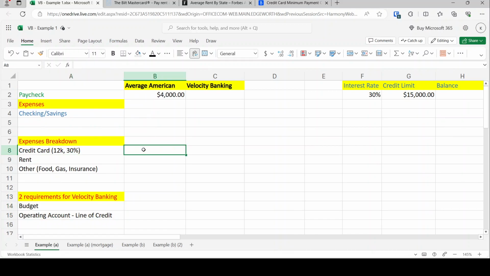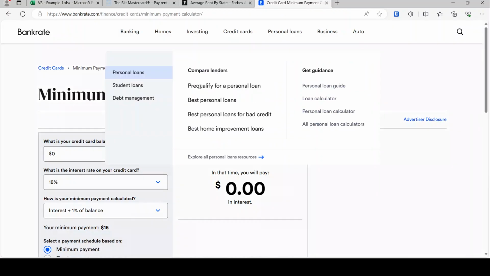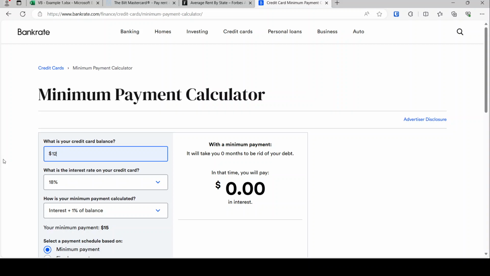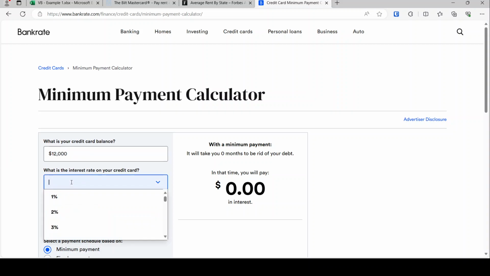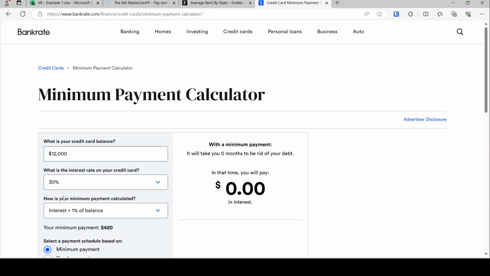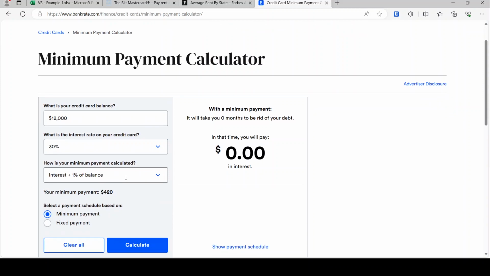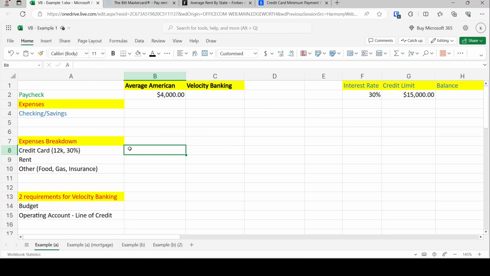So we have our credit card. And one of the ways that we can calculate minimum monthly payment, we can use bankrate.com, one of my favorite websites. So let's go ahead and put 12 grand here. And then I'm going to go ahead and put 30% here. And there's various ways that the credit card minimum payment's calculated, but I always just refer to this default payment calculation, although you should ask your bank because every bank is different, right? So now we're going to go ahead and put in that 420 as our minimum payment, right?